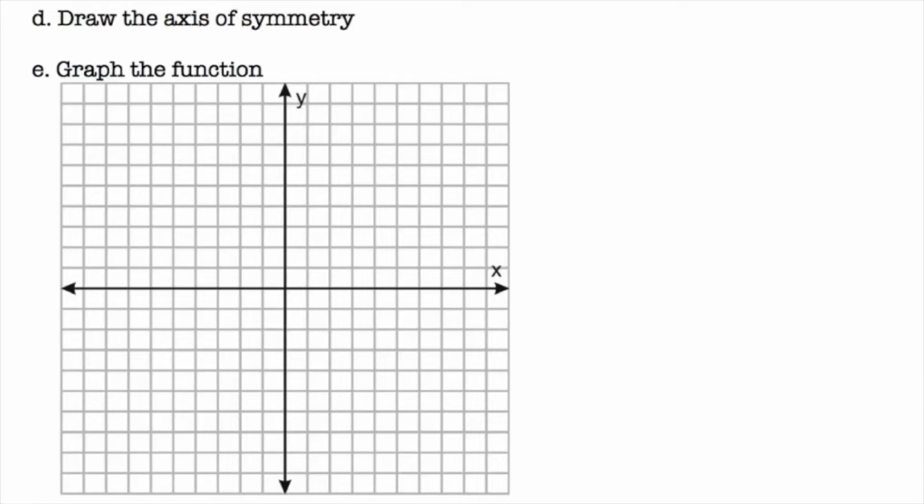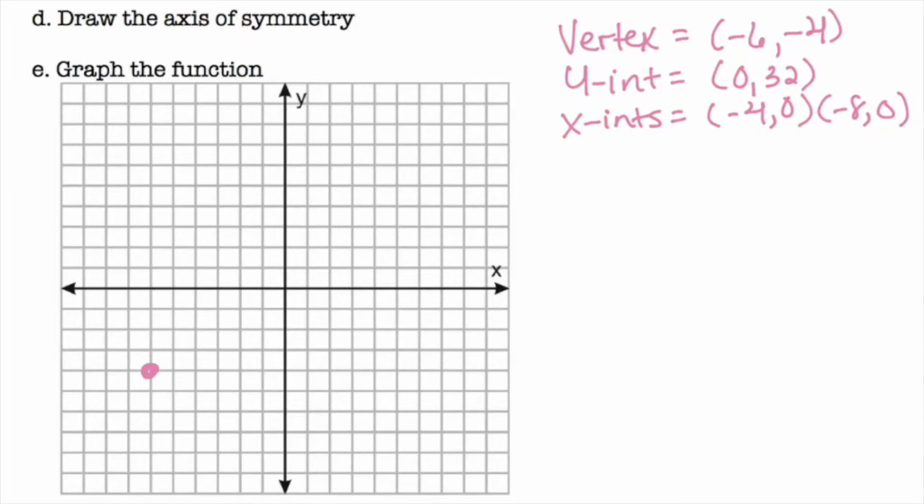All right, so for D and E, we have to graph the function. I'm going to bring over the information from A, B, and C, which are vertex, y-intercept, and x-intercepts. The y-intercept is not going to fit on this graph because 32 is too big, so we're just going to worry about the vertex and the x-intercepts. I've already drawn the vertex here on the graph. Now you do your two x-intercepts, and then you make your parabola. This parabola is pointing upwards because we don't have a negative a value. And then you put your axis of symmetry down the middle. Remember, we need to have it as a dashed line. So your axis of symmetry would be x equals negative 6.